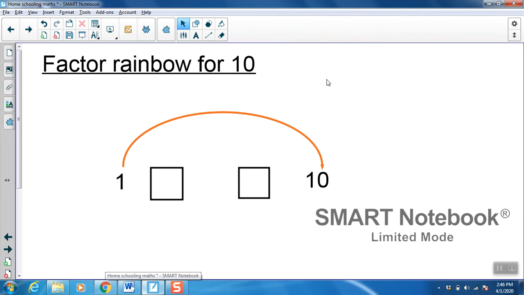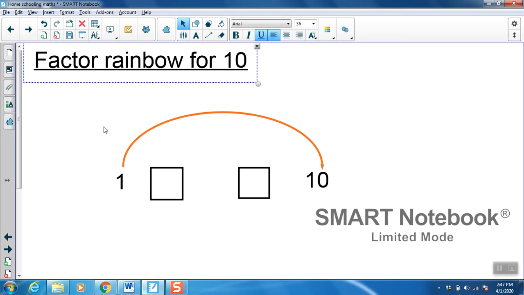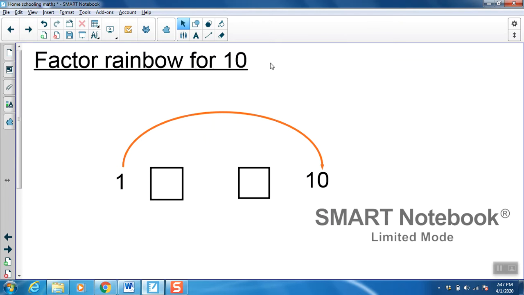Then we look at factor rainbows. Now, don't be confused by all the lines and stuff because these are actually quite easy. You find all the different factors for 10 and match them up together. So, like we know, 1 and 10 are going to be your two first easy factors to guess. So 1 and 10. What other numbers multiply to make 10?